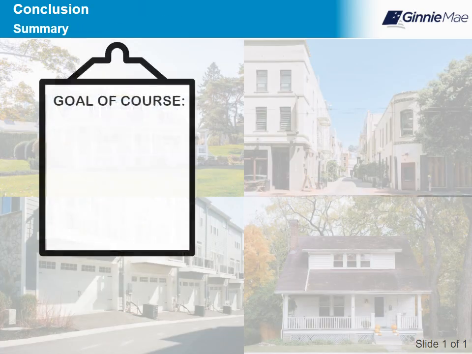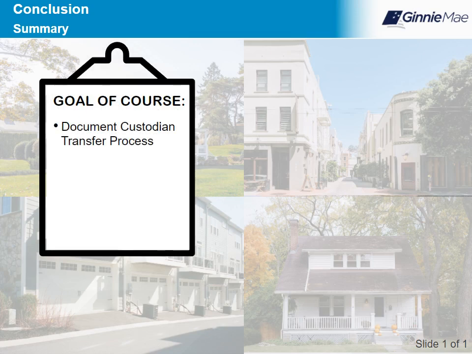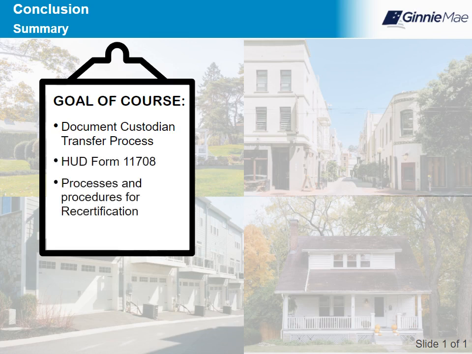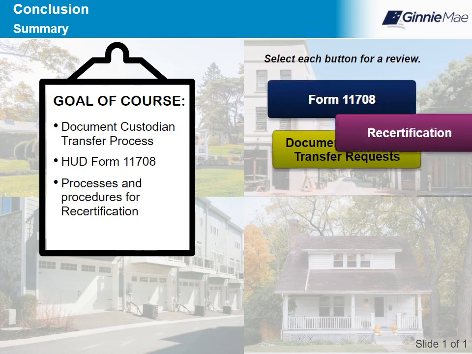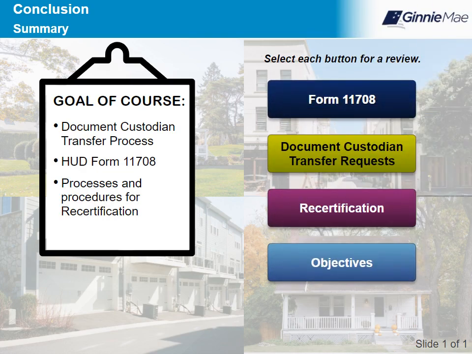The goal of this training was to provide issuers, document custodians, and Ginnie Mae staff with an understanding of the document custodian transfer process, HUD Form 11708, and the processes and procedures for recertification. Select each button for a review of what was covered. You may use the Exit button to leave this presentation at this time.